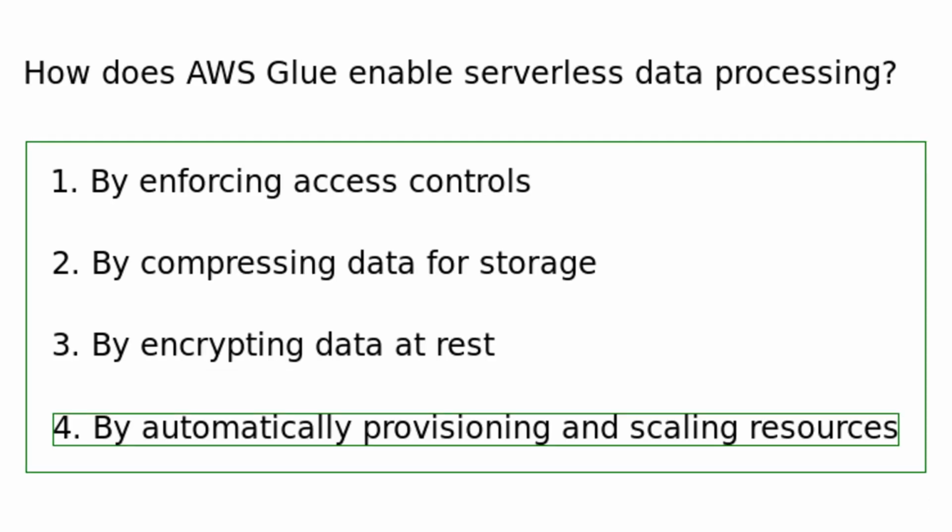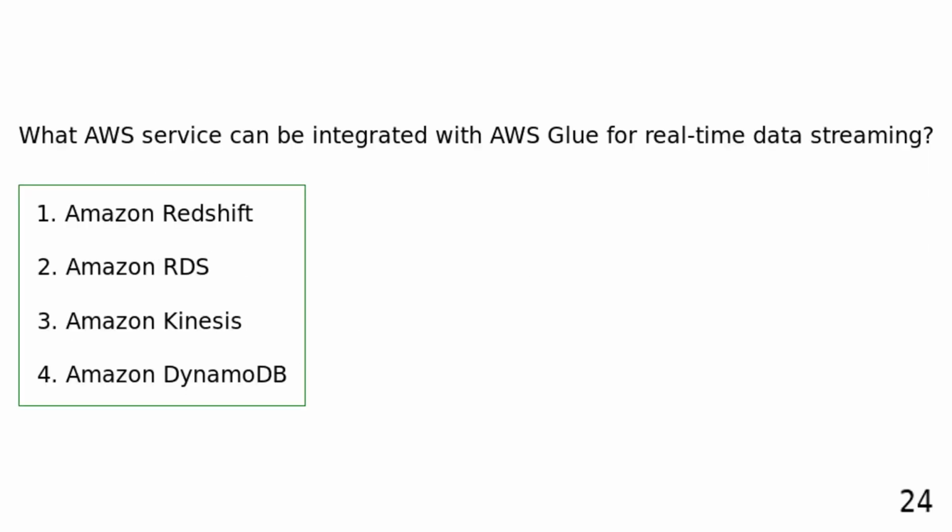The correct answer is by automatically provisioning and scaling resources. AWS Glue enables serverless data processing by automatically provisioning and scaling resources based on the workload, eliminating the need for manual infrastructure management. What AWS service can be integrated with AWS Glue for real-time data streaming?